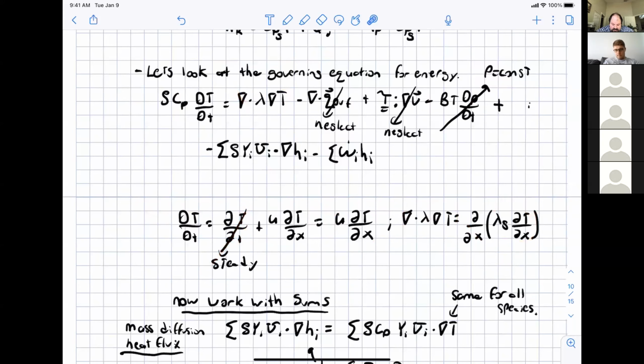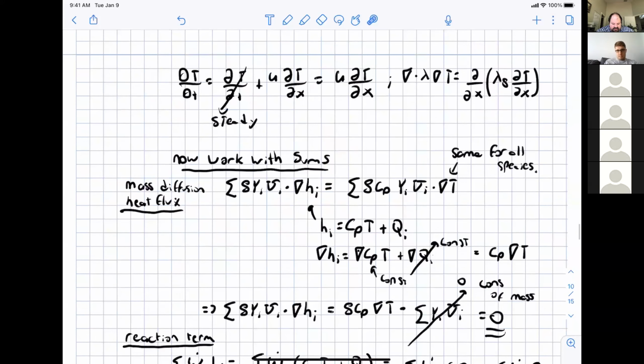Now we need to work with the sums. We will work first with the interdiffusion heat flux here, and that term is given by this. We have the sum of rho Y_i times the diffusion velocity times the gradient of the species enthalpy. We can then substitute h. h is just Cp times T, where Cp is the same for all the species, plus a mass-based enthalpy of formation for each species.